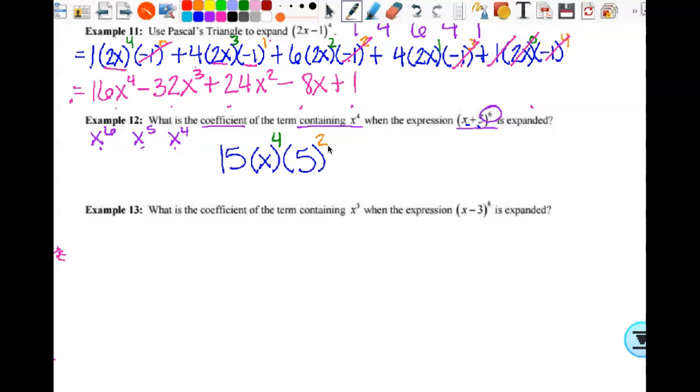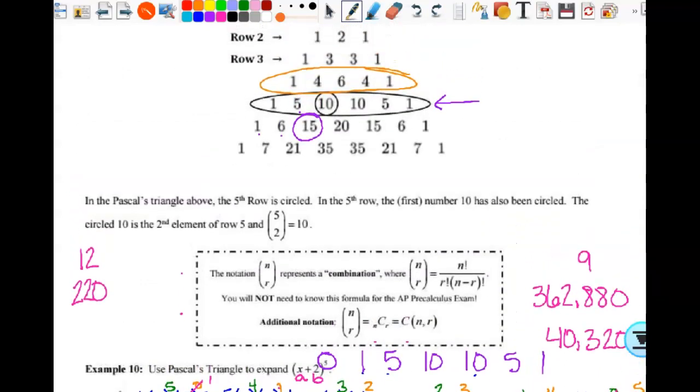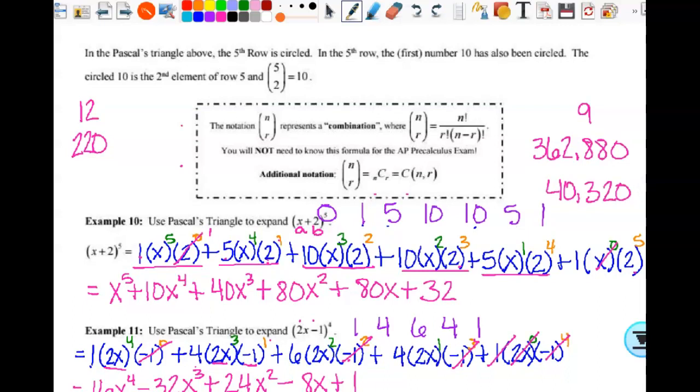How did I get 15? Because if I'm going to expand x plus 5 to the 6th power, I know my first term has x to the 6th, then x to the 5th, then x to the 4th. It's asking me for the x to the 4th term. Since this is going to the 6th power, I go up to the 6th row, and the third term in that row would have the 15 on it. Like if I was to do the whole thing out, then it would be this number right there, but I'm not multiplying out the whole thing.